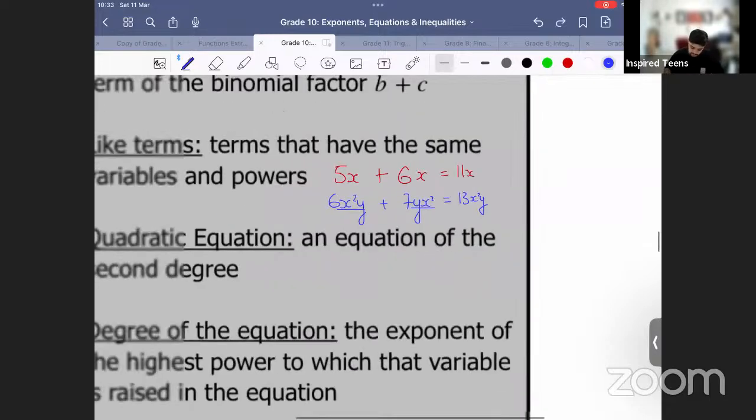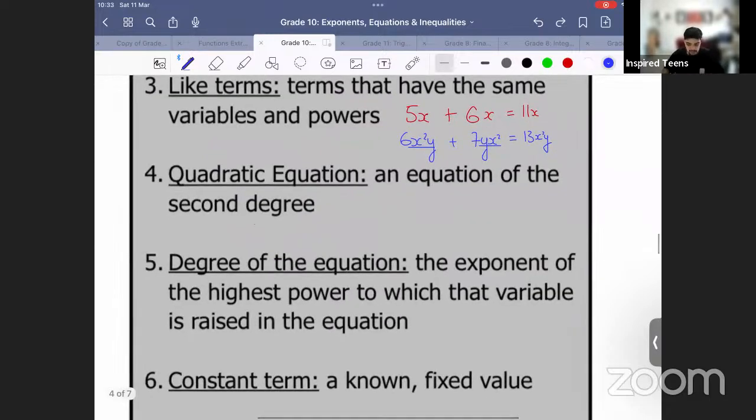Okay, those are like terms. Quadratic, so unlike terms, obviously, they don't have the same variables. And even if variables have different powers, they would not be regarded as the same. Those would be unlike terms. Quadratic equation, an equation of the second degree. When we say second degree, we talk about the power being 2.